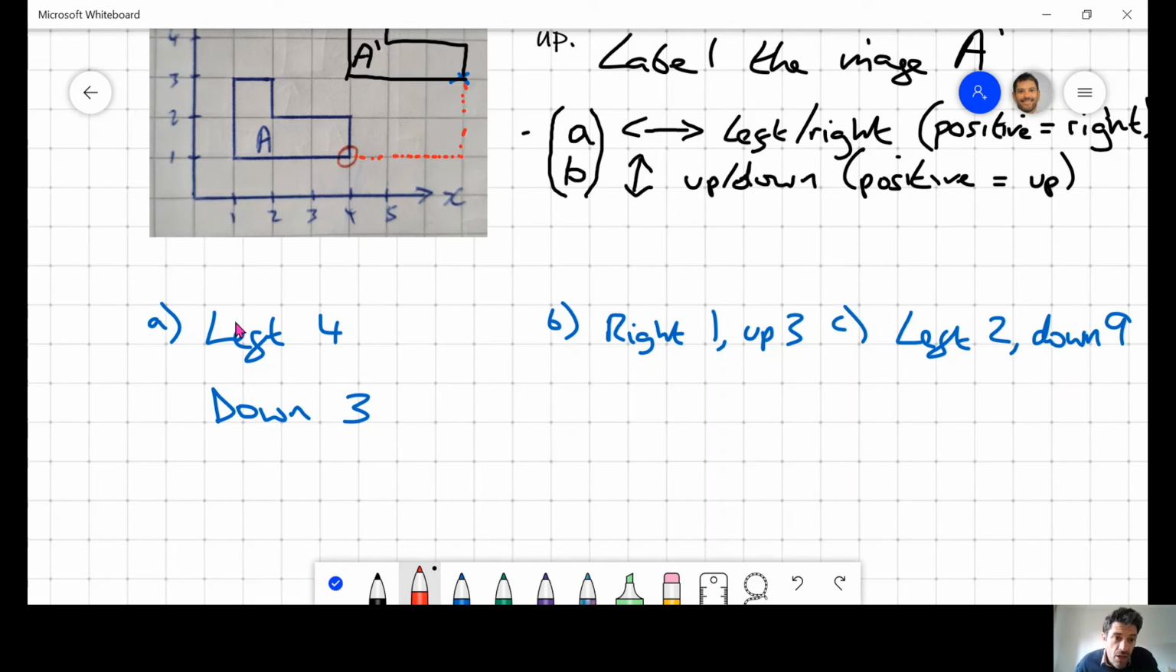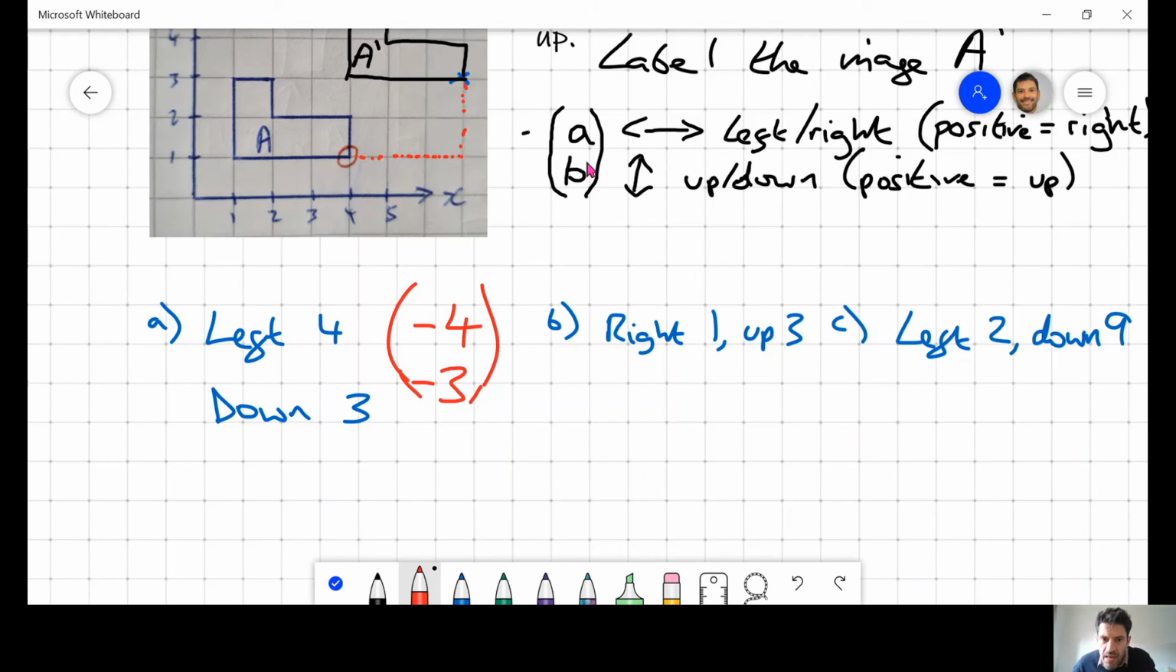So this one, the top number is left and right, so it's going to be 4, and it's left, so it's negative. The bottom number is up and down, it's 3, and it's down, so it's negative. Very good at using the brackets on this little number.